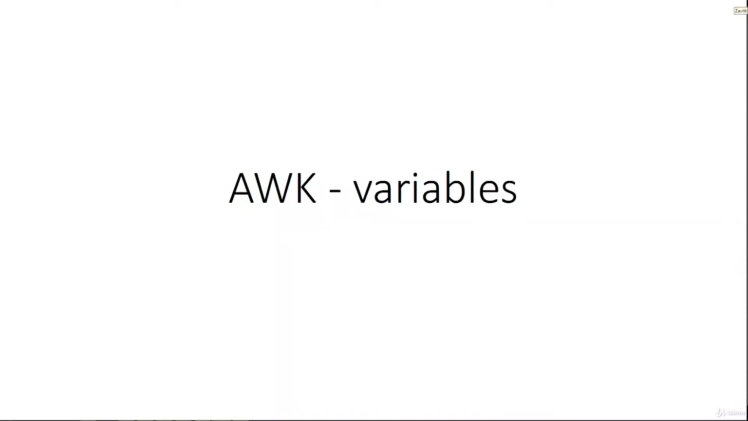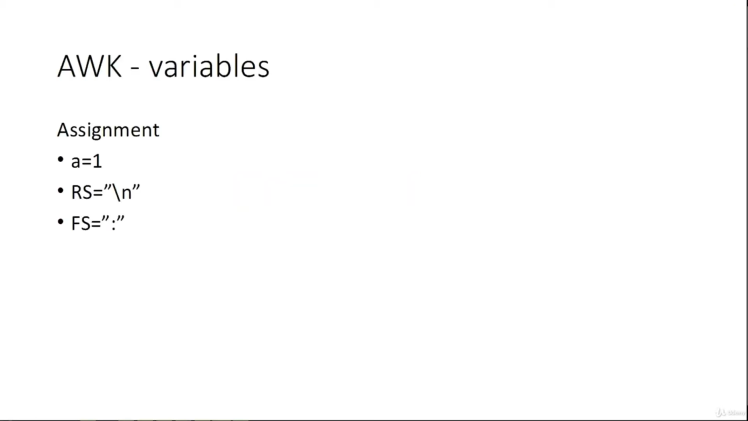In this lecture, we will talk about variable assignment and how to do math operations with variables. Assignment is pretty simple and is the same as you know from bash. When we want, for example, to assign value 1 to variable a, we will use a equal sign 1. For string assignment, when we want to assign a word or sentence, we use quotation marks.